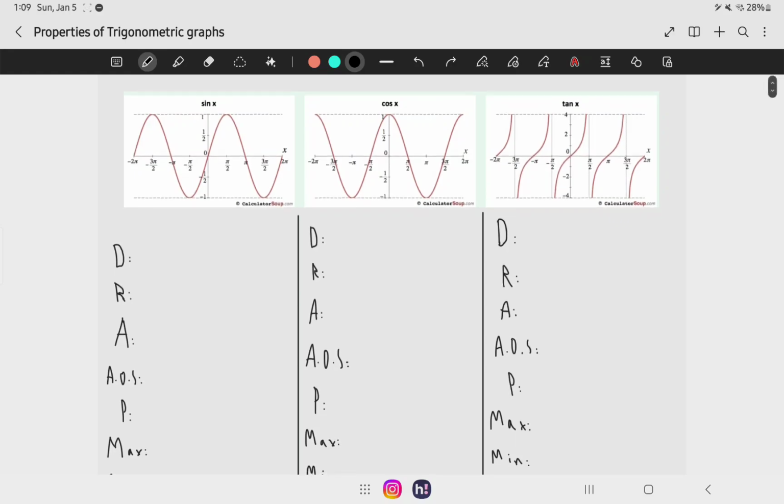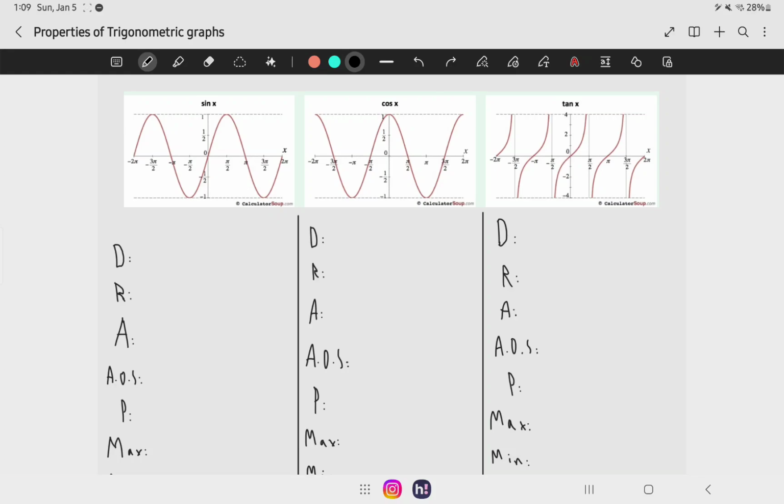So to start with the domain, for sine x and cos x graphs, the domain is always going to be infinite, and it's always going to be an element of real numbers. And that is because the graphs are cyclic, meaning that they infinitely repeat over and over again. Even though a graph can only represent one cycle, or let's say 2, 3, or 4 cycles, that one cycle is just going to infinitely repeat.